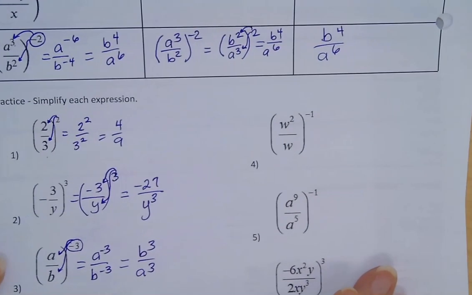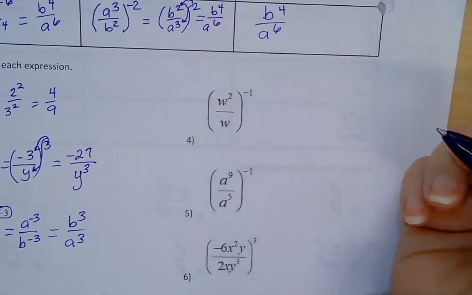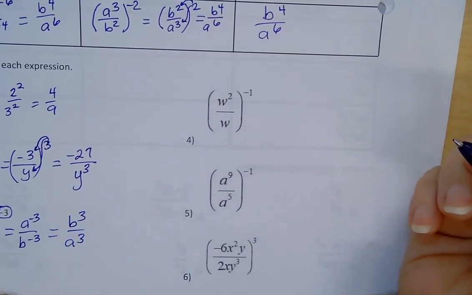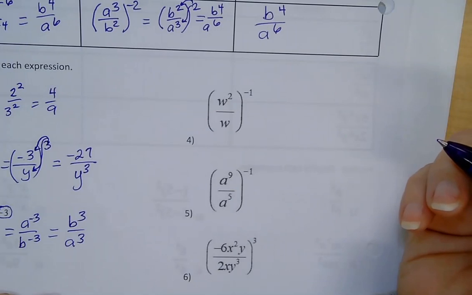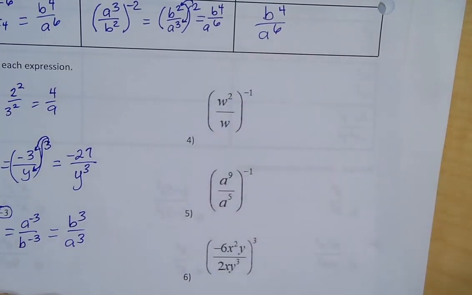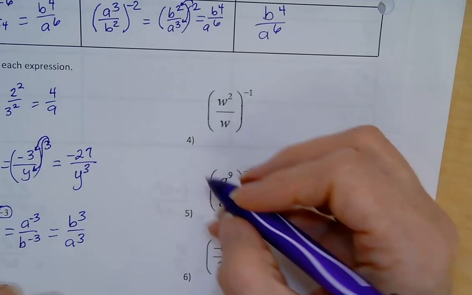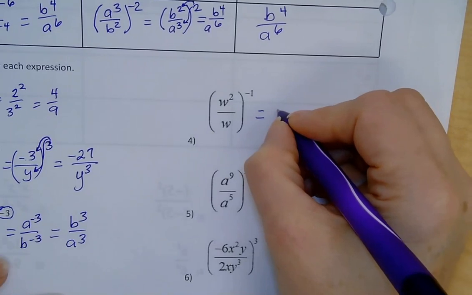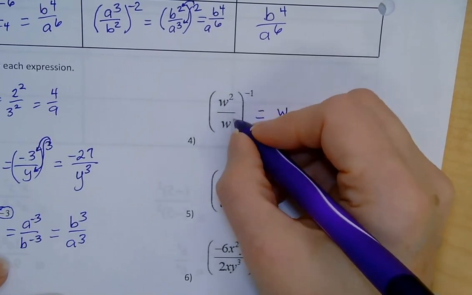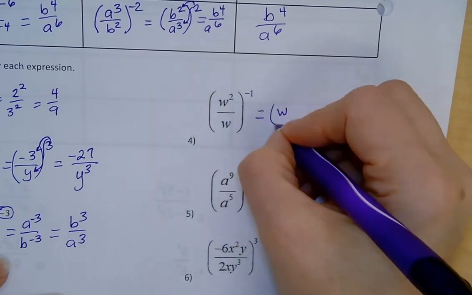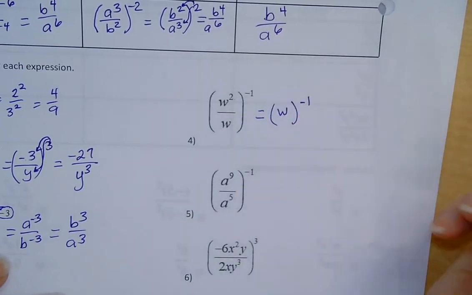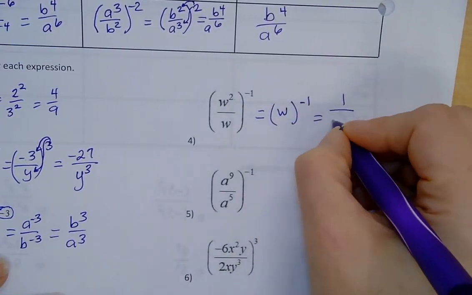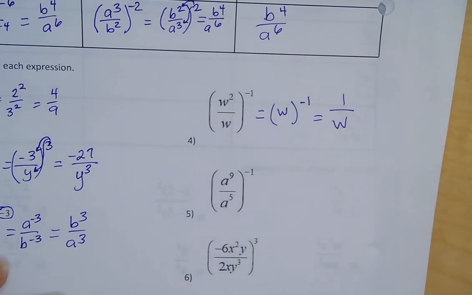Okay. When you have a problem like this one, w squared over w, if you can simplify inside there first, go for it. But you don't have to. You can also distribute that outer exponent to everything and then simplify. I'm going to simplify first, so I know w squared over w is just w, right? W to the 2 minus 1 is w to the 1, and that is all to the -1 power, which means that I just need to relocate it, and it's going to be 1 over w as the answer. If you try doing this several other ways, you should always get 1 over w as your answer.